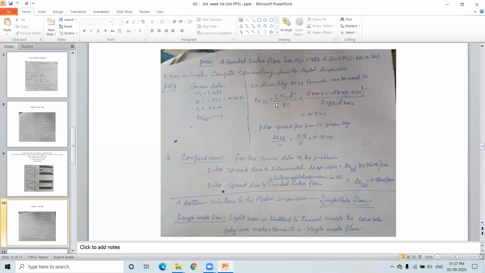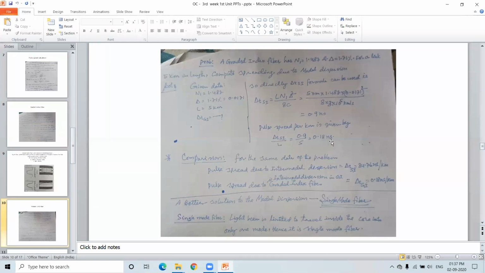Okay, so for a length of the 5 kilometers of the fiber, you obtain 0.9 nanoseconds where it is 423 nanoseconds, and you convert that into a 1 kilometer of the pulse spread. Pulse spread per kilometer is given by delta t. Sorry, again it is GI only. Delta t GI by L, it is 0.9 by 5. It is going to be 0.18 nanoseconds.